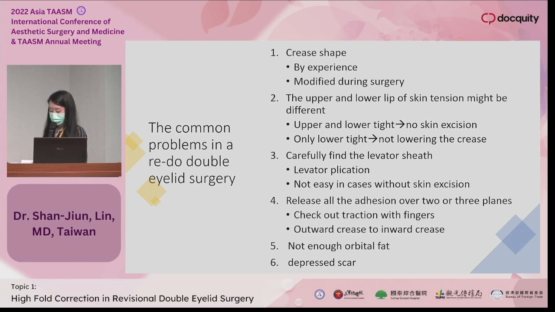The fourth is to release all the adhesions over all the planes mentioned above. We can check for tractions with fingers, especially when we need to change the outward crease to an inward crease. The fifth is not enough orbital fat. Fat is the key to prevent readhesion. We will talk about it later. The last one is depressed scar.